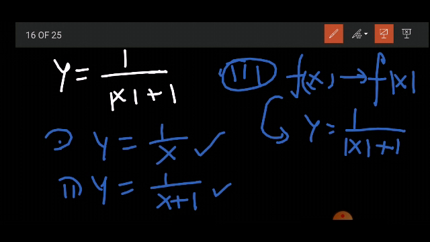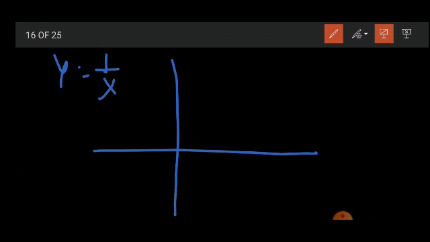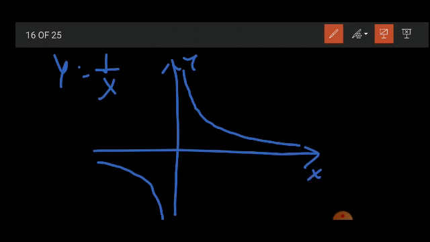So we will go for this one, y equal to 1 upon mod x plus 1. Let's say y equal to 1 by x first. This is the portion of y equal to 1 upon x. As you know, this is the y-axis and this one is the x-axis. So to shift this graph, we go this way. Now we will go for y equal to 1 upon x plus 1. How to draw this graph?